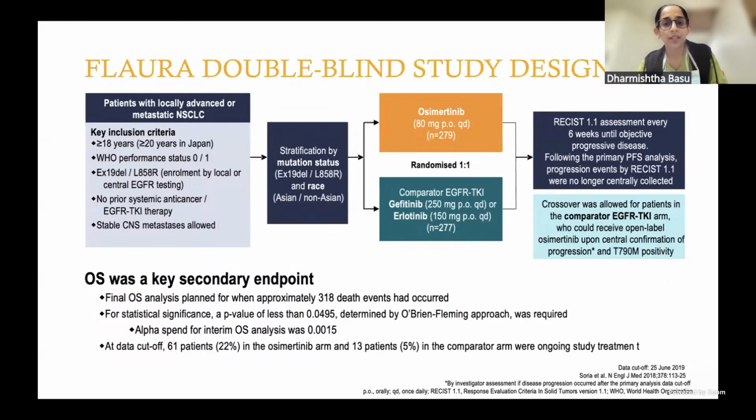To discuss where this data comes from, FLAURA was a double-blinded study with key inclusion criteria of age 18 years and above, good WHO performance status, EGFR del 19 or L858R mutation, stable CNS metastasis allowed, and no prior systemic therapy or EGFR-based TKI therapy taken. Stratified by mutation status and race, the patients were assigned to either the osimertinib arm or a comparator EGFR TKI arm. The final OS analysis was planned after approximately 318 events.